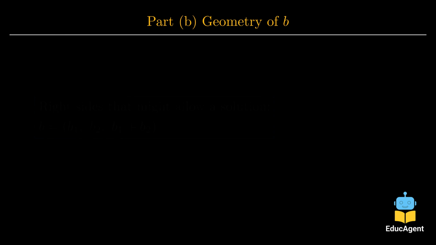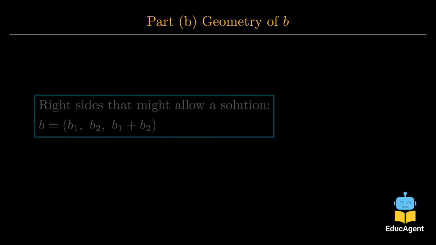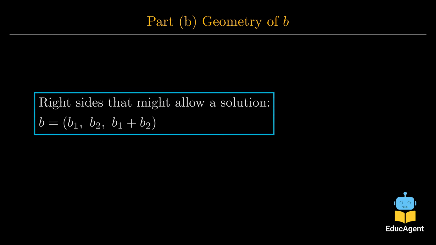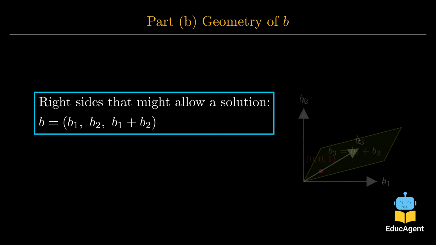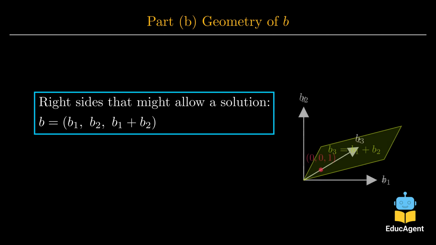So the solvable right-hand sides form a specific set. Every B whose third entry equals the sum of the first 2. Visually, solvable B's lie on this plane. The point 0, 0, 1 sits off the plane, so it can't possibly be produced by AX.